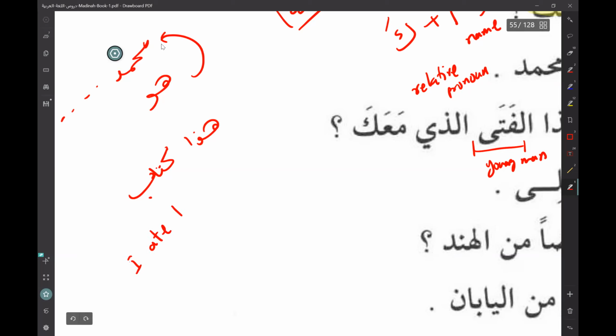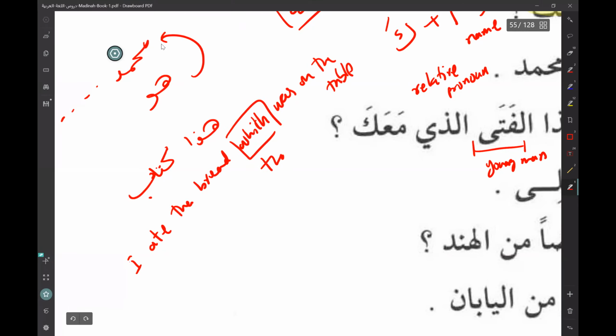I ate the bread which was on the table. This which, sometimes you can say that. I ate the bread that was on the table. This one is doing what? It's referring to what? It's referring to the bread. This is called relative pronoun. Okay. So that's what we have.